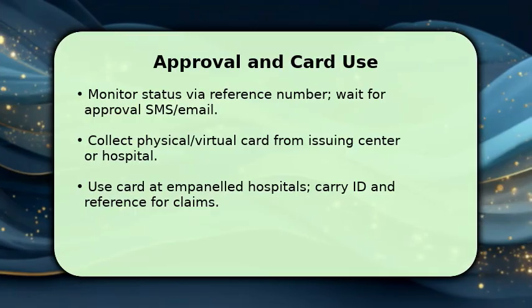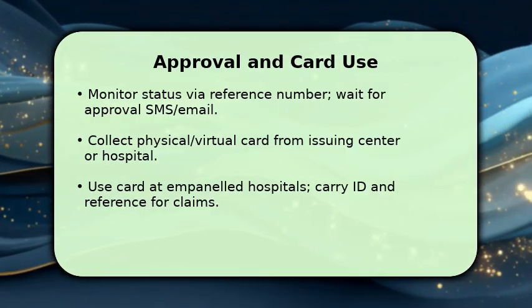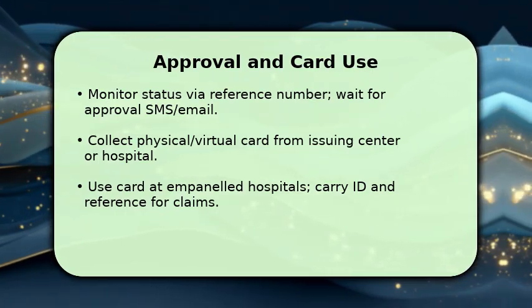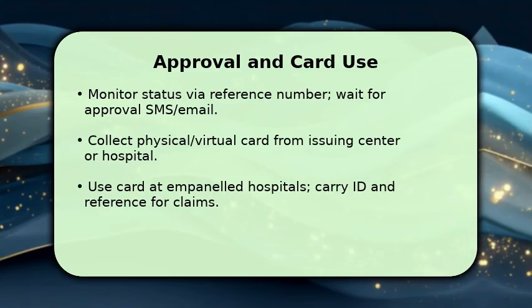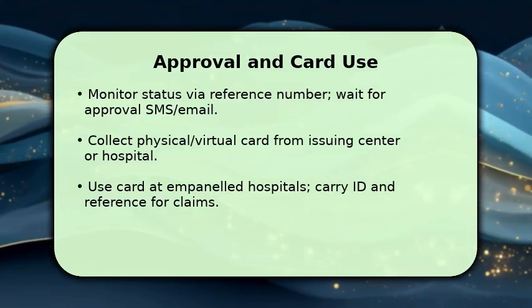You track approval with the reference number. The system sends an SMS when the card is issued, so watch your phone. Once approved, visit the issuing center or hospital to collect the physical health card or download the virtual copy. Bring original ID for collection.